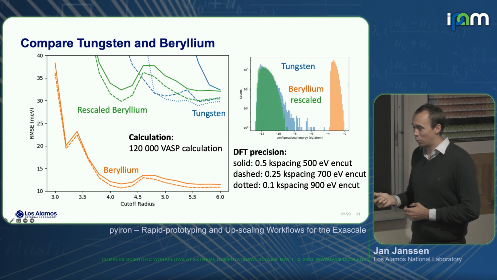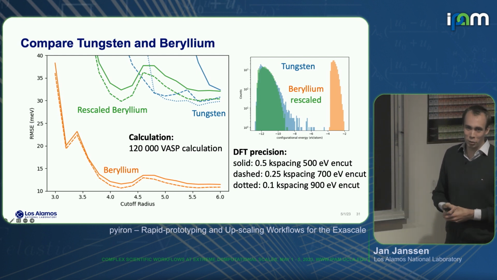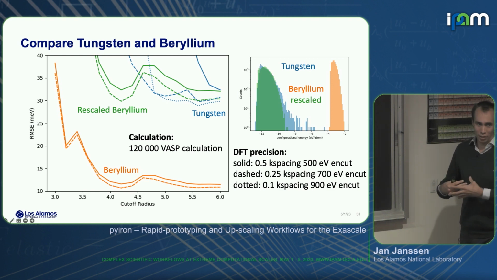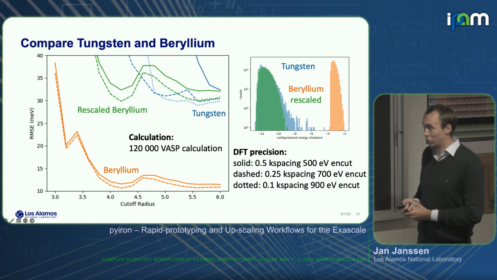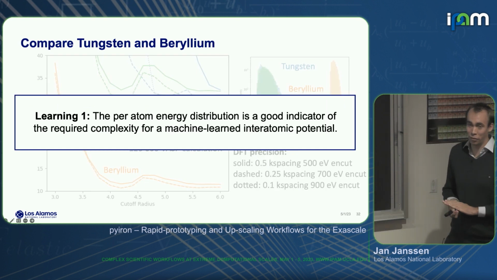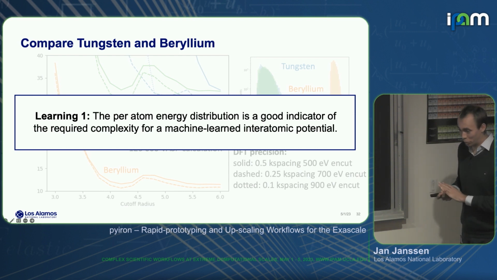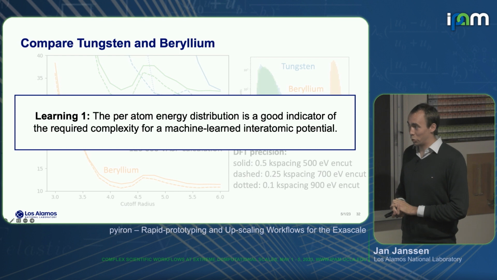It also depends on what your test set was. Did you have a very narrow distribution? Then it's very easy to get an RMSE of 1 meV. If you have a much wider distribution, then it's more challenging and it's much more impressive for your potential to really achieve this. All right, so that's what I try to bring as a first learning for all the people using machine learning potentials. The width of your per atom distribution is just a really good indicator of what to look for.